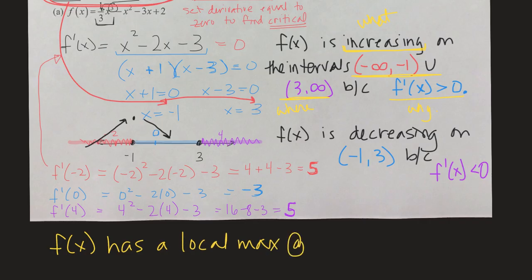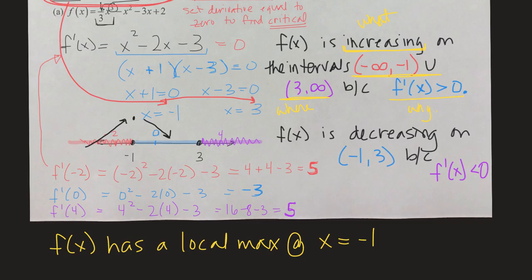So we write f of x has a local max at what x value? -1. We're only concerned about the x value. If we wanted to know the y, we could plug -1 into our original function and calculate it, right? But that's not what this is about. This is just about maxes and mins.